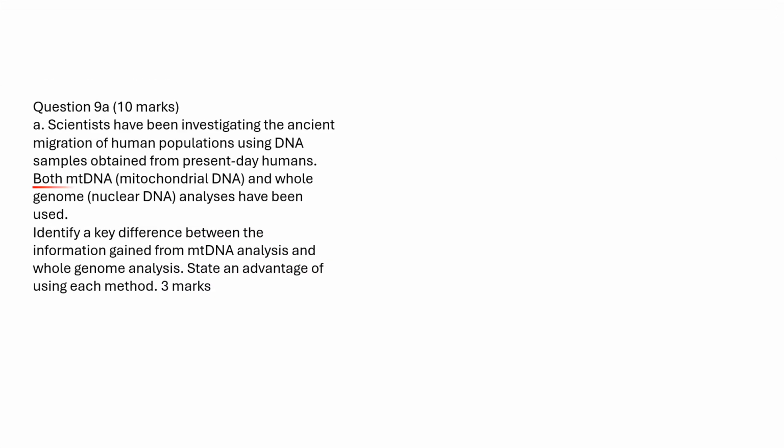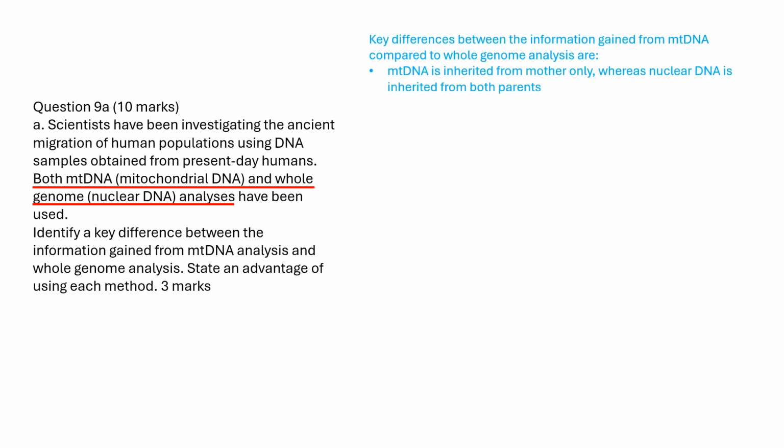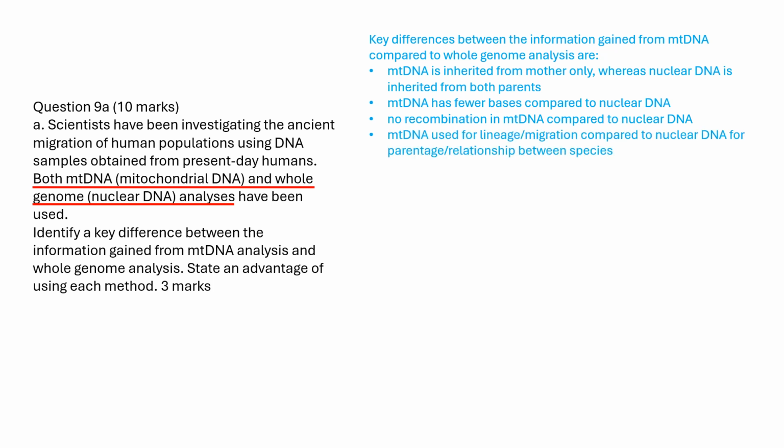Both mtDNA, mitochondrial DNA, and whole genome, nuclear DNA, analyses have been used to investigate the ancient migration. Key differences between the information gained from mtDNA compared to whole genome analysis are: mtDNA is inherited from the mother only, whereas nuclear DNA is inherited from both parents. mtDNA has fewer bases compared to nuclear DNA. No recombination in mtDNA compared to nuclear DNA. mtDNA used for lineage or migration compared to nuclear DNA for parentage/relationship between species. mtDNA has a faster mutation rate or less conserved compared to nuclear DNA.